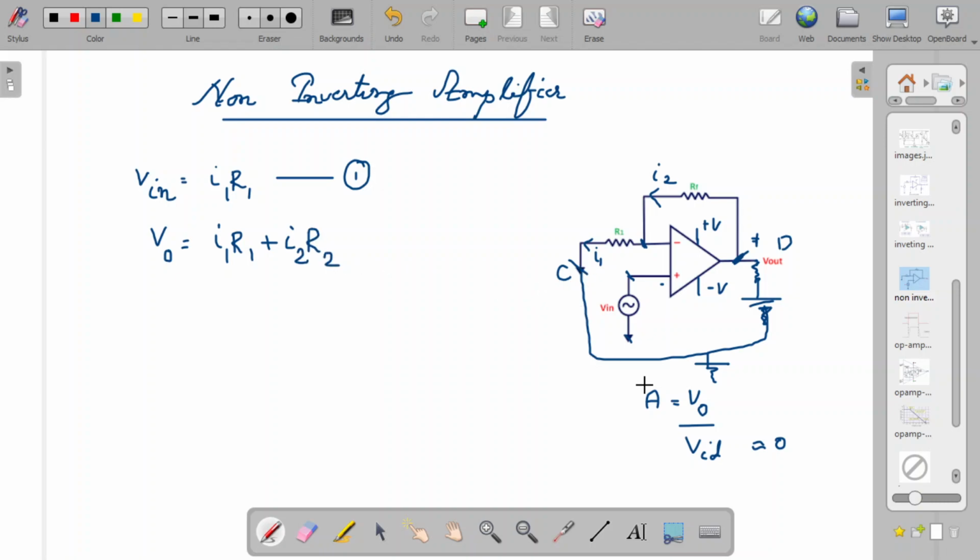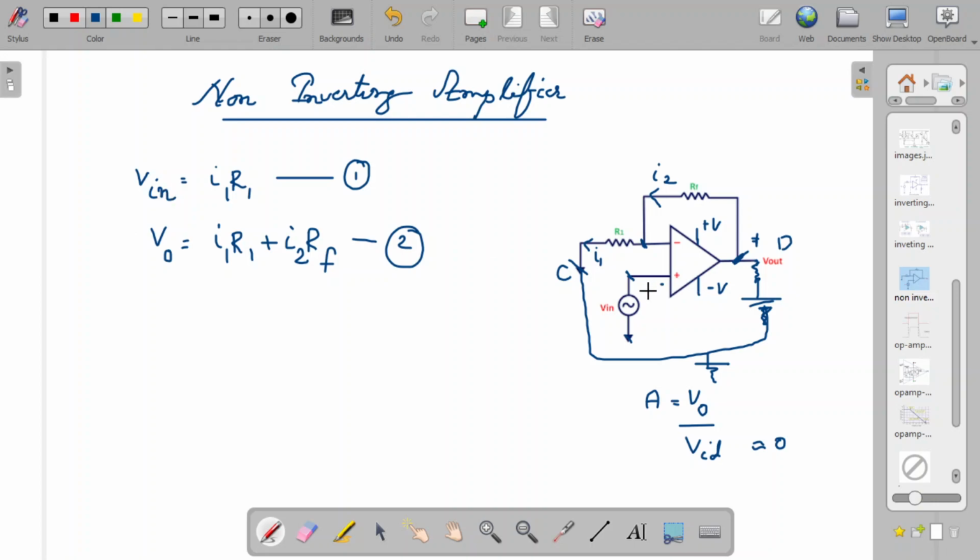Understood? The voltage across this, which is actually equal to V out, should be equal to the voltage across this, and that is V out equal to I1 R1 plus I2 R, noted as RF. So that is equation number 2.